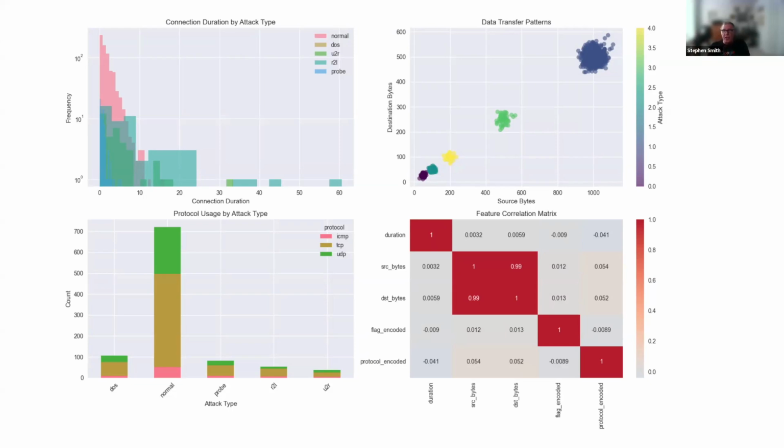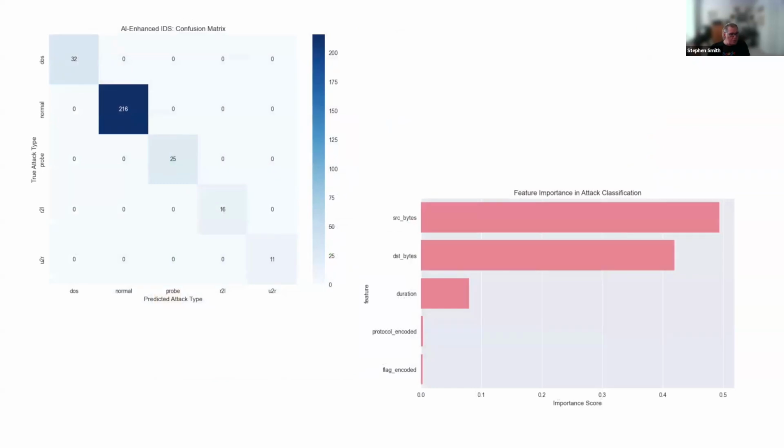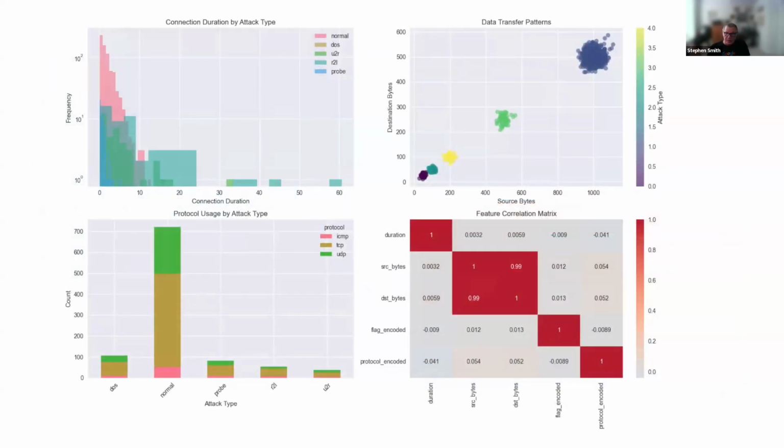And what we're doing is we're looking at clusters. You can see the clusters here off to the right with these data transfer patterns. We can talk about protocol usage and feature correlation, right? What features go together? If you have high correlation between source bytes and destination bytes, and that's the strongest correlation in this graph, that's probably a good place to look with respect to your IDS.